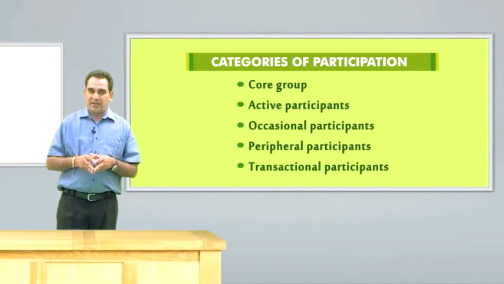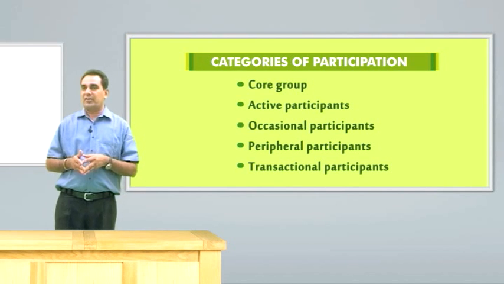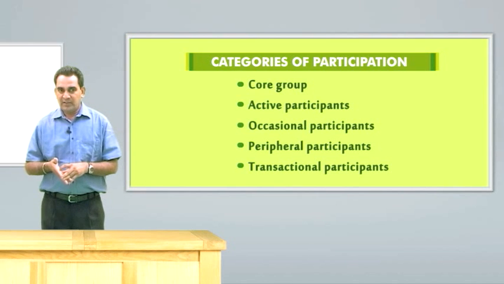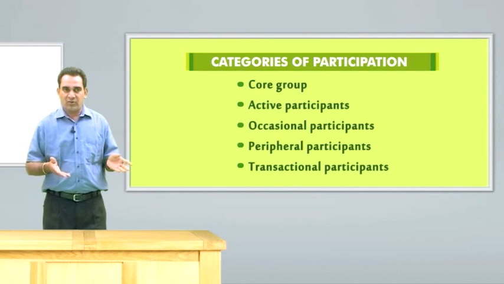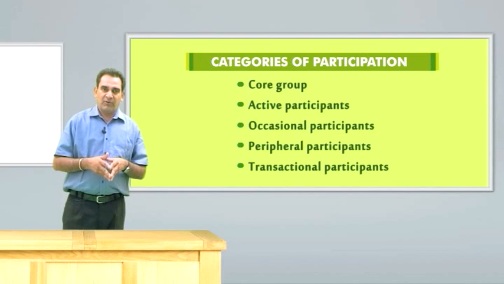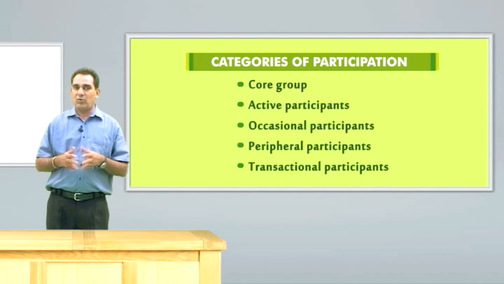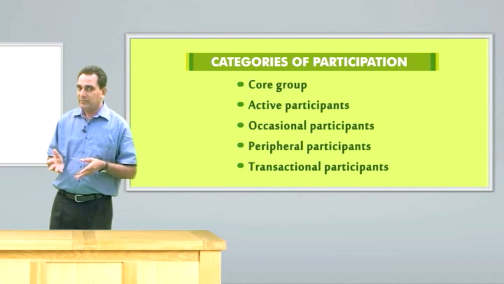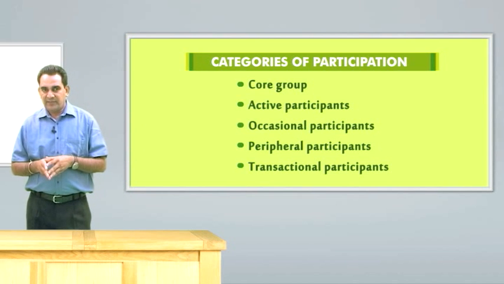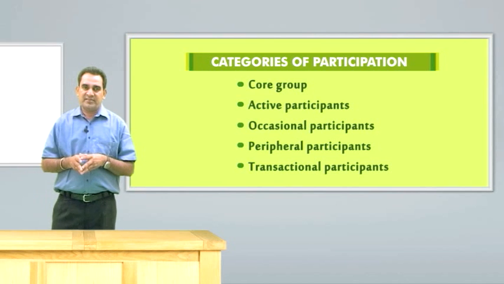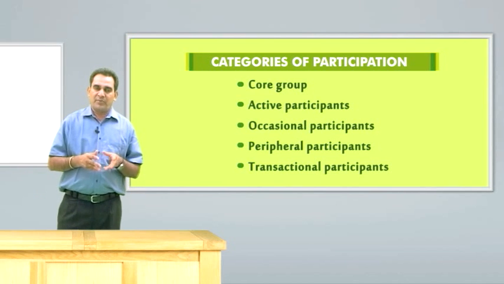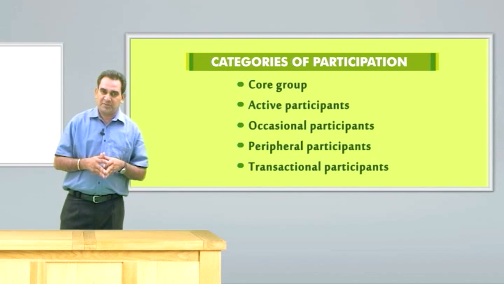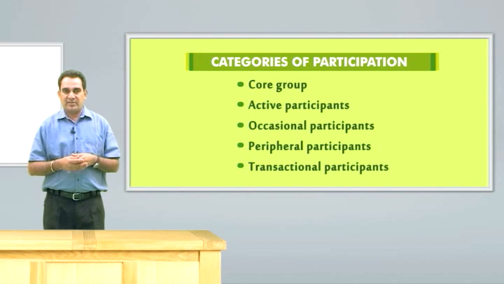The categories of participation. What are the different categories of participation? Generally there are five categories of participation. One is the core group. Who are the core group members? It's a relatively small group of people whose passion and engagement arise and nurture the community. And what is active participation? Who are the active members?